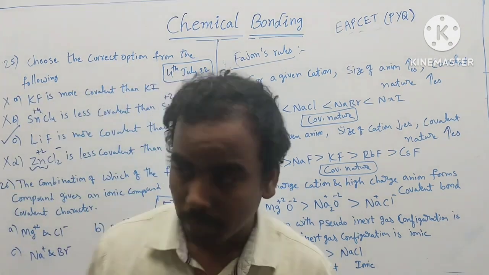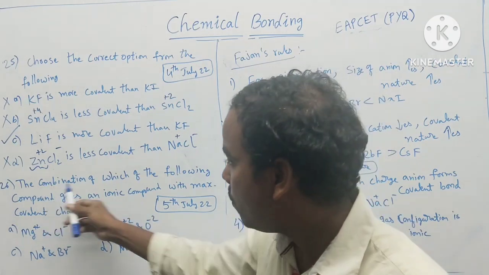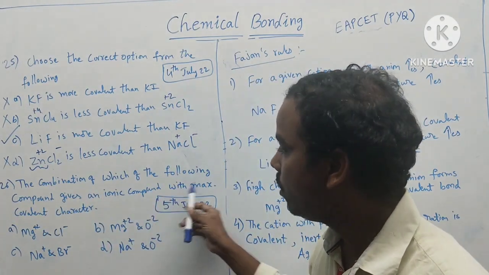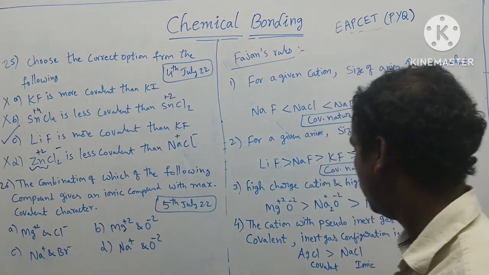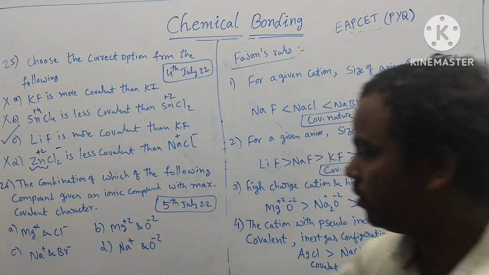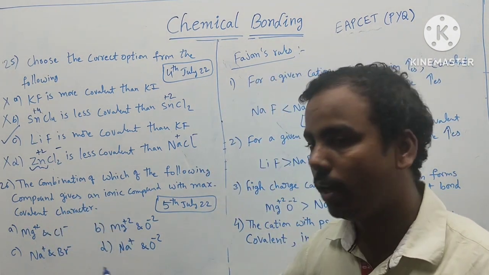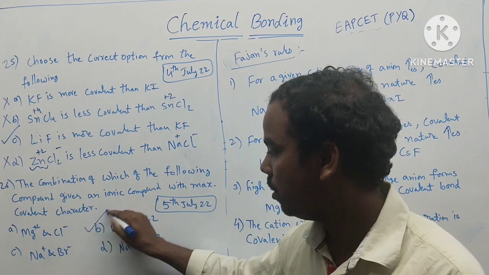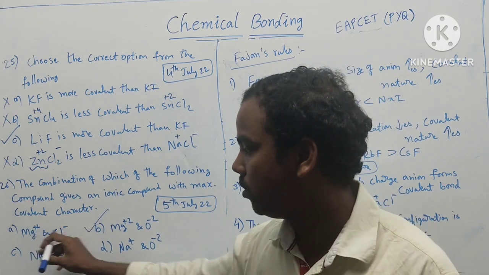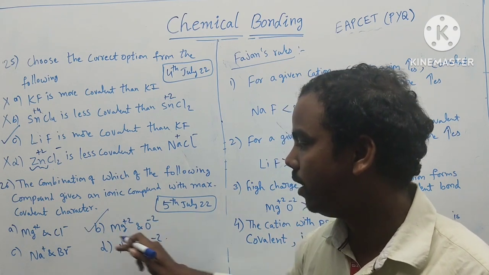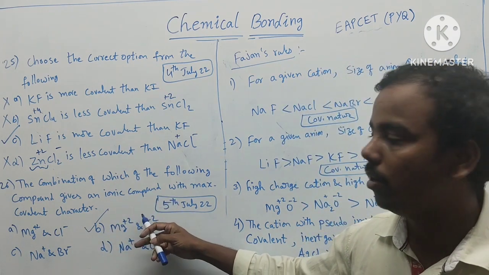So next question: the combination of which of the following compounds gives an ionic compound with maximum covalent character? A highly charged cation and a highly charged anion form a covalent bond. So which one has a high charge cation and high charge anion? Mg plus 2, O minus 2. So answer B. The remaining are plus 2 minus 1, plus 1 minus 1, plus 1 minus 2. So a higher charge cation and higher charge anion form a covalent bond.